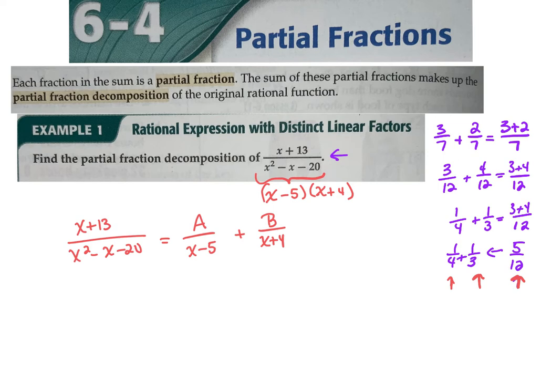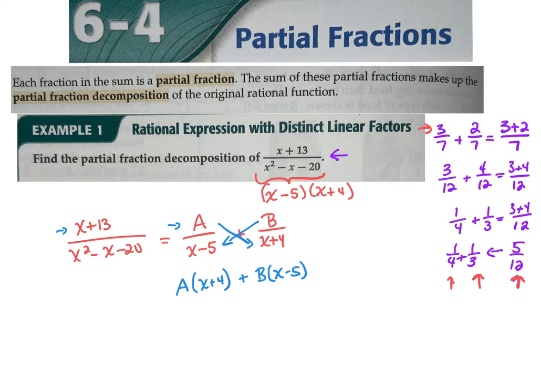Now, I need my numerator. So just like up here, 3/7 plus 2/7 is 3 plus 2. So that means that this numerator here should equal this numerator if I get a common denominator over here. Well, how do I get a common denominator? You basically do your cross multiplication method here because we don't really have numbers per se. We have binomials. So I'm going to take the A and multiply it by the x plus 4. So I have A times x plus 4. And I'm going to add to that the B multiplied by the x minus 5.